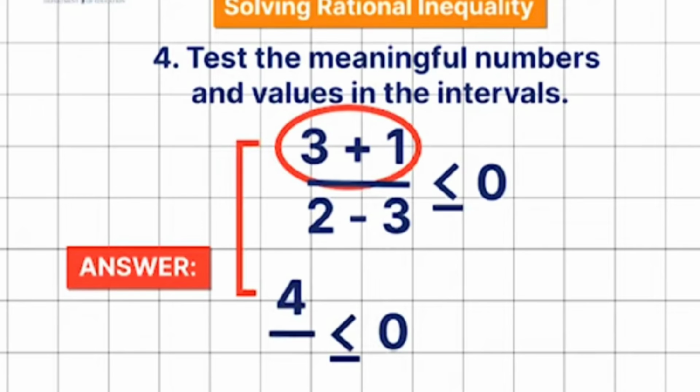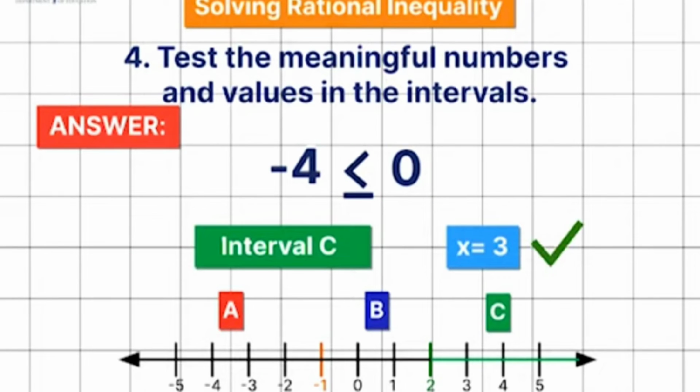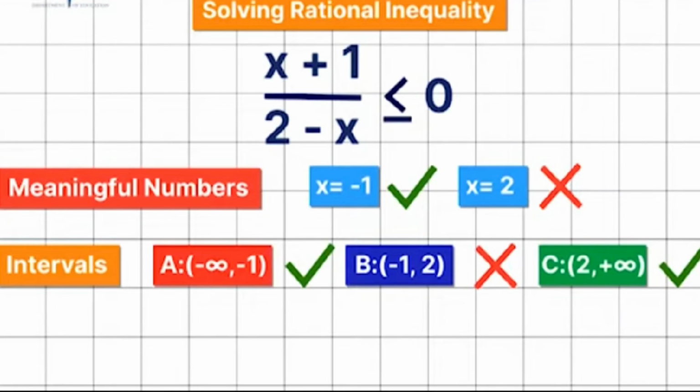3 plus 1 is 4, and 2 minus 3 is -1. 4 divided by -1 is -4, since -4 is less than 0. Then C is a set of solutions for the inequality. We then combine all the solutions for the inequality (x plus 1) over (2 minus x) is less than or equal to 0.